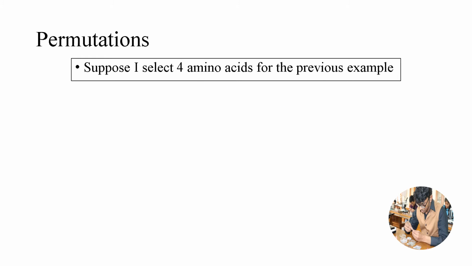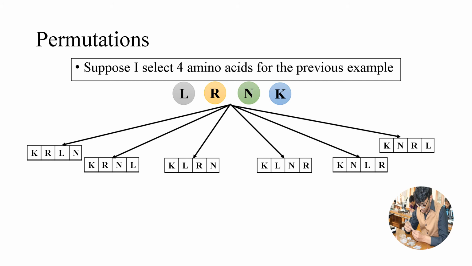So let's say I give you these 4 amino acids: leucine, arginine, asparagine and lysine. If I consider lysine at the first position, we can have 6 tetrapeptides which are formed. Now I want to know what total permutations I can have. Permutation is more like an arrangement from a selected set, or even from the total set of the population that I have. From all the amino acids, I have selected these 4 amino acids.